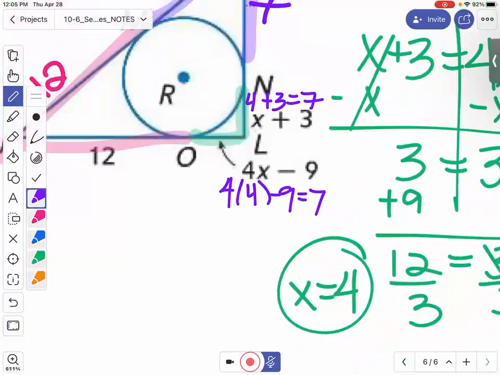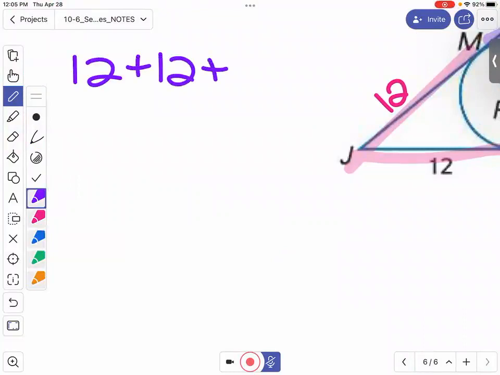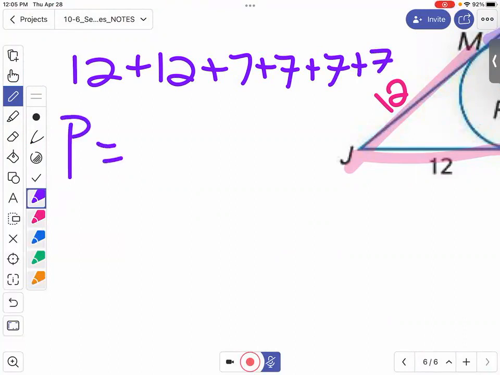Now I can add up all of my pieces. I have 2 12s. I had 2 7s. And now I have 2 more 7s from the ones we just found. So all of that means my perimeter is another 52.